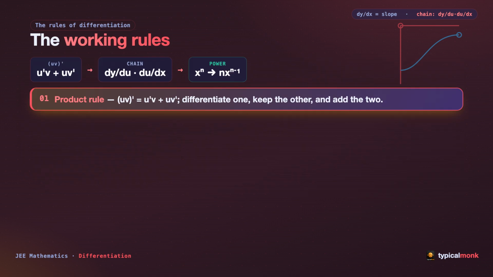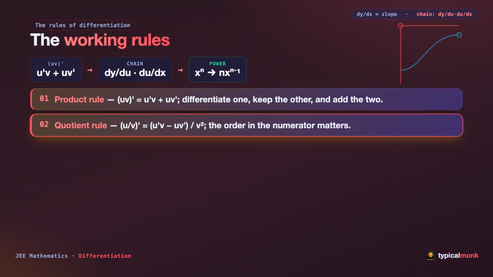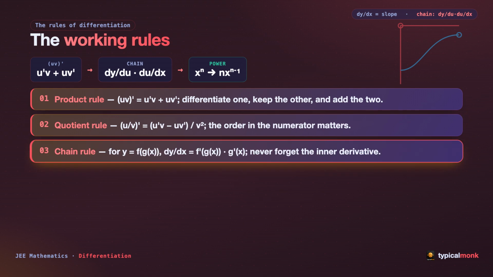Now, the rules of differentiation, the tools you use again and again. The ribbon holds the anchors, the product rule, the chain rule, and the power rule. The product rule. The derivative of uv is u dash v plus u v dash, differentiate one, keep the other, and add the two. The quotient rule. The derivative of u over v is u dash v minus u v dash, all over v squared, and the order in the numerator matters.